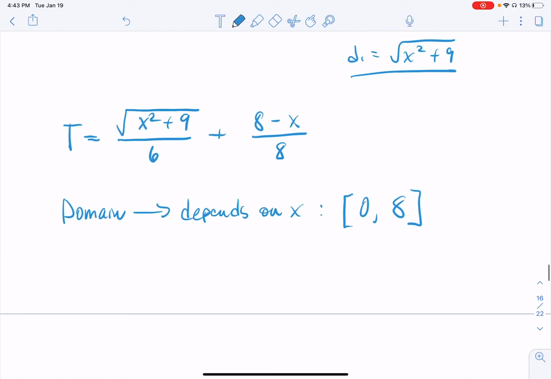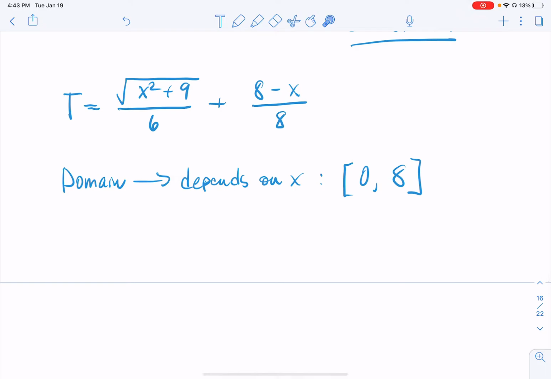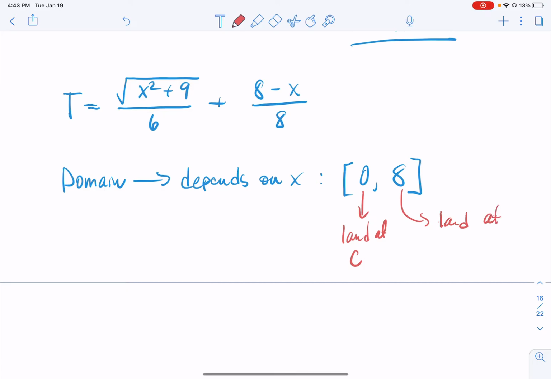Now, just to be clear, this 0 right here means that you land at point C. And this 8 here means that you land the boat, not you, but the bug, land at point, what was it, B? Yeah, there you go. All right, and we have a closed interval, which means that we can do the closed interval test for the first time this whole entire lesson.